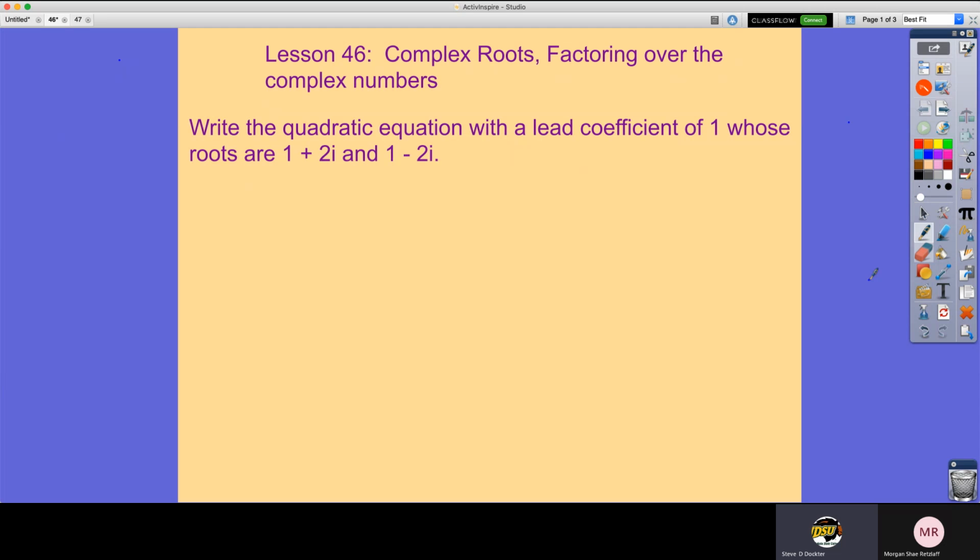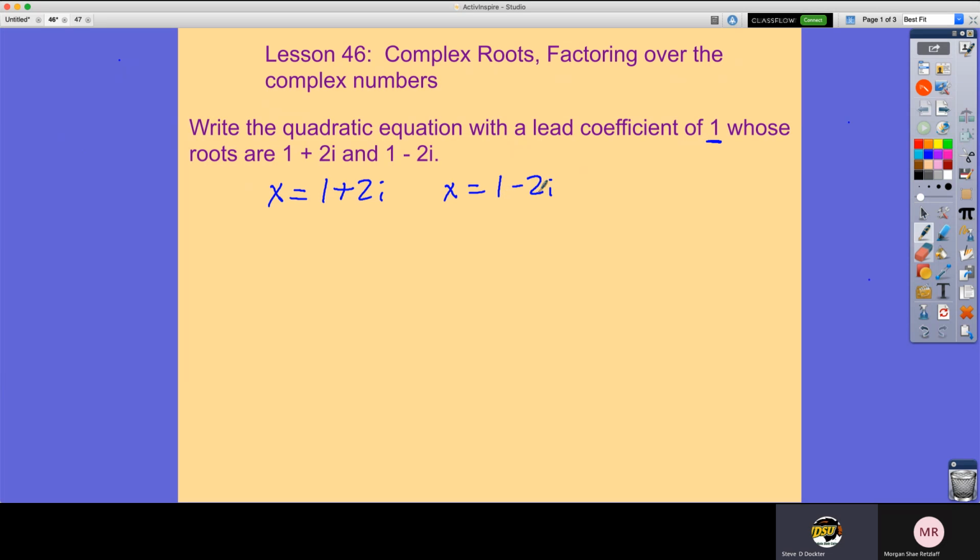All right, so as this says up here, write the quadratic equation with a leading coefficient of 1. Okay, most of the time we don't have to worry about this a whole lot because it'll take care of itself, but do pay attention to that. Whose roots are 1 plus 2i and 1 minus 2i. So what the roots are, that tells us what the x-intercepts are. All right, so first thing we're going to do is we're going to set x equal to each one of those.